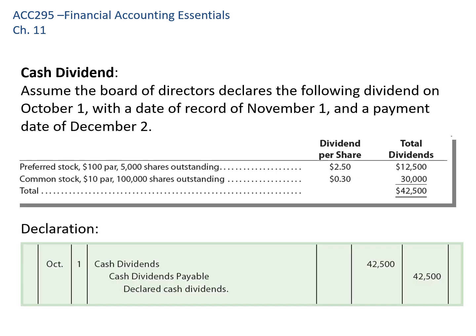So we'll look at some entries here. In this case here, the board of directors declares a dividend on October 1st, shareholders of record on November 1st, payment on December 2nd. In this case here, we're going to pay out $42,500 of dividends. You can see how the math is done there between preferred and common. So on the date of declaration, we're going to debit cash dividends. Cash dividends is an account with a normal debit balance, and it's going to reside right beneath retained earnings, which has a normal credit balance. So it's going to offset retained earnings. And we credit cash dividends payable, a current liability like any other liability. So we do this entry on the date of declaration.